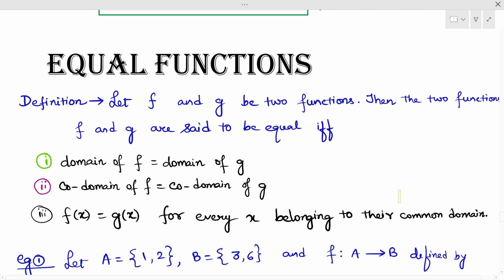Today we are going to discuss the concept of equal functions.